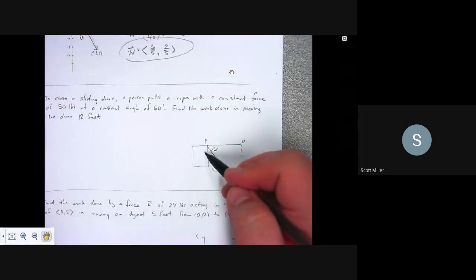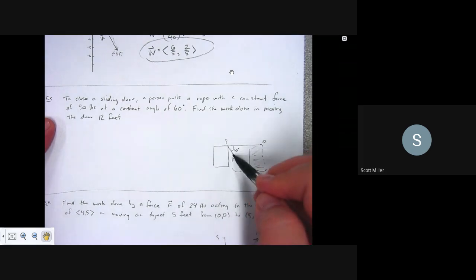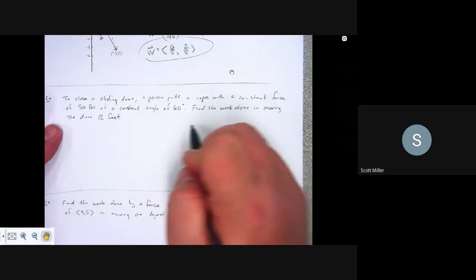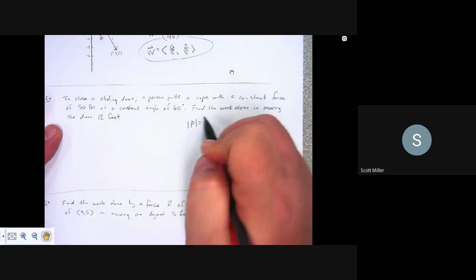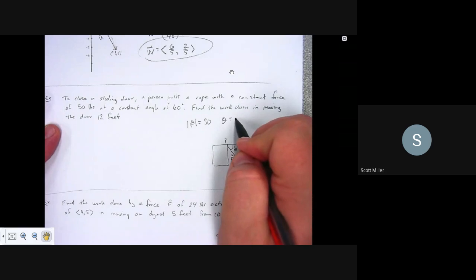In this particular case, there's a barn door. We're going to pull it across and close the door. Here's the opening over here, and we're going to slide that door over to that position. We're going to pull on this rope right here at an angle of 60 degrees, at a constant force of 50 pounds. So the magnitude of F, the force along this line, is 50, and our angle is 60 degrees.